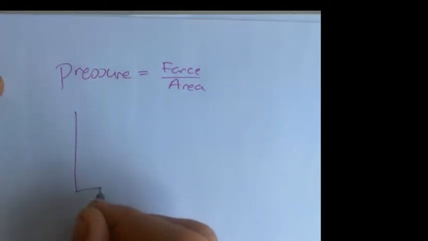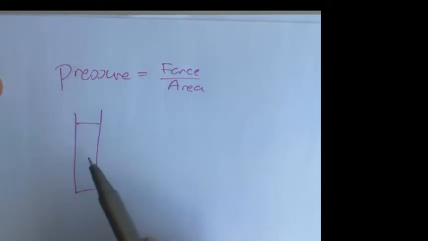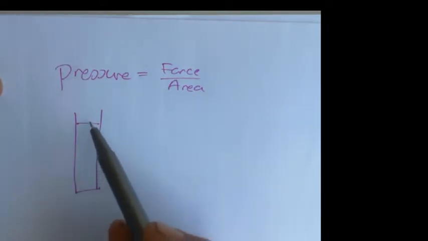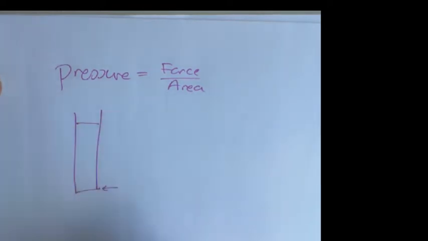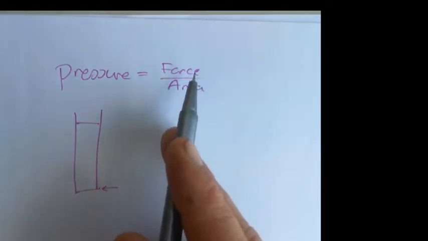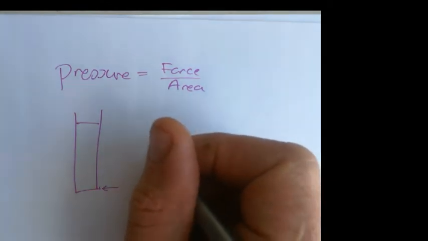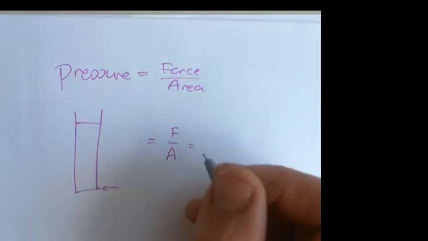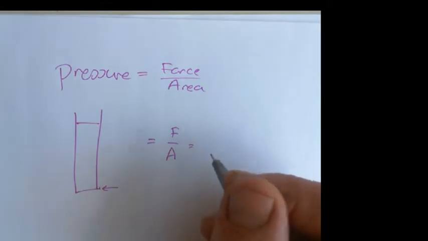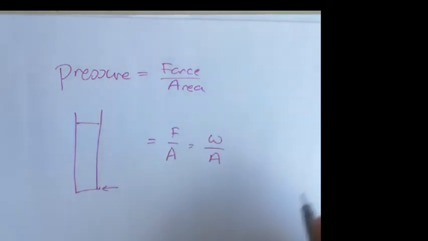So if you imagine that you've got a beaker here, and at the bottom of the beaker, you want to know what's the pressure of this water above it. Okay, so you know that it's the force of the water pushing downwards divided by the area of the beaker's base. So we're happy that that's F over A. Now we know that the F is the weight of the water, so we know that that's equal to the weight divided by the area.